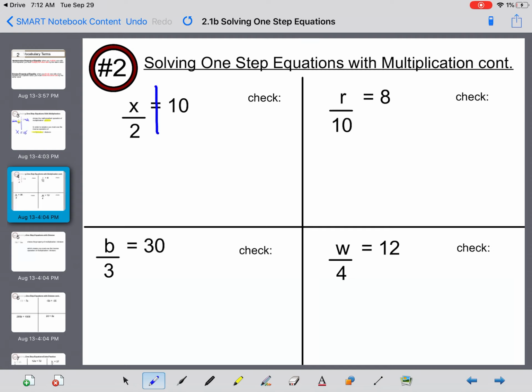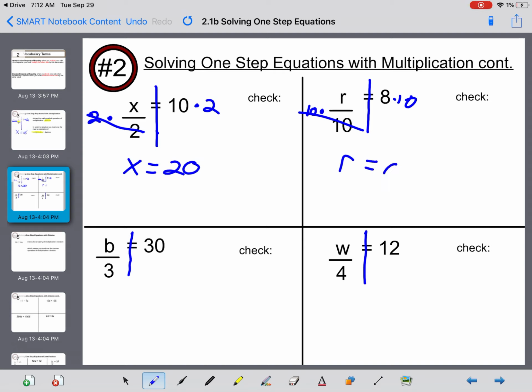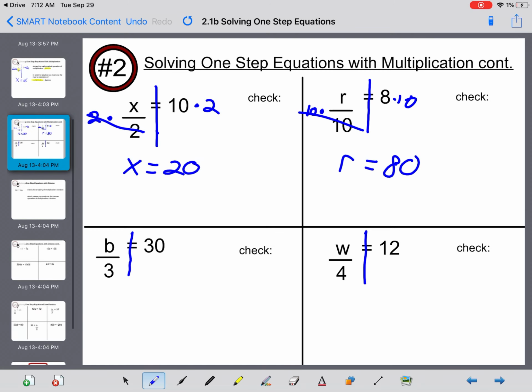Okay, you have some practice here. Remember, we're going to keep these equations balanced. What you do to one side, you do to the other. I see x over 2. We're going to times by 2. 2's cancel. X equals 10 times 2 is 20. R over 10 equals 8, times 10 on both sides. 10's cancel. R equals 8 times 10 is 80. I'm going to leave those bottom two for you guys.